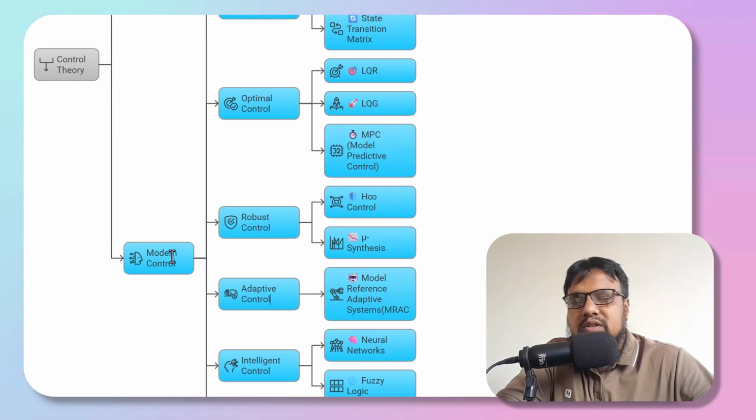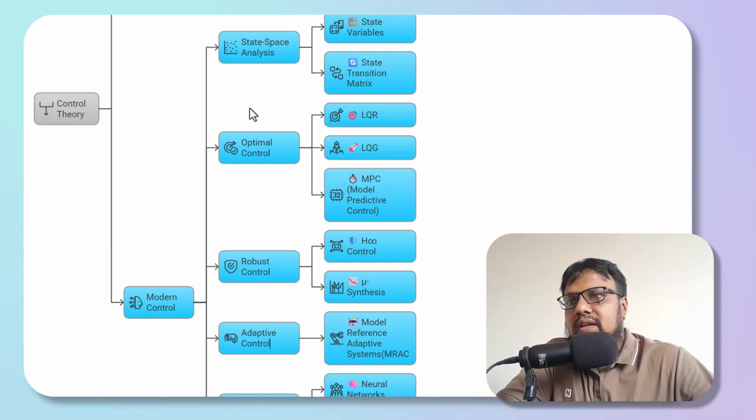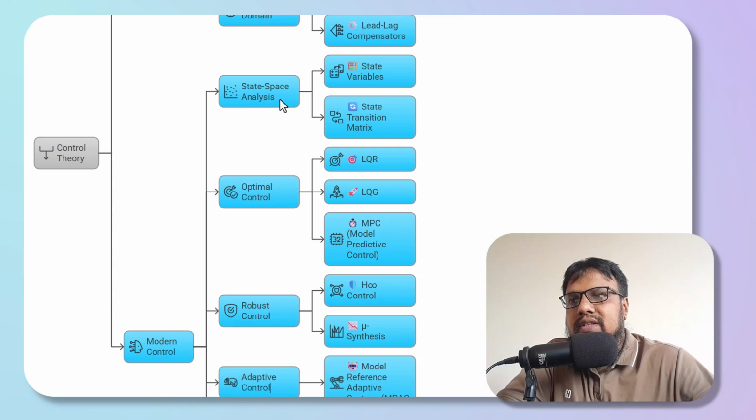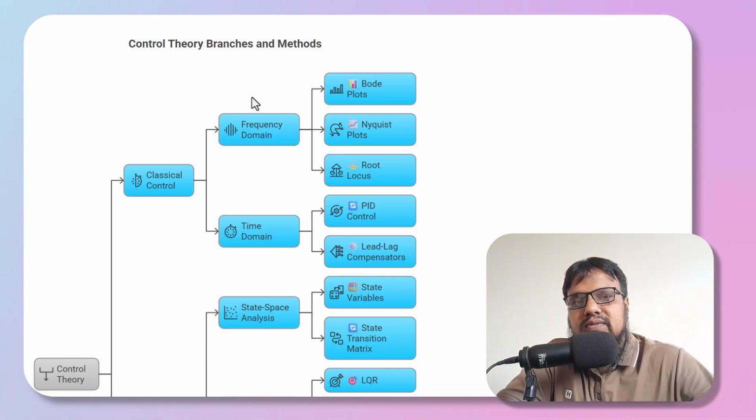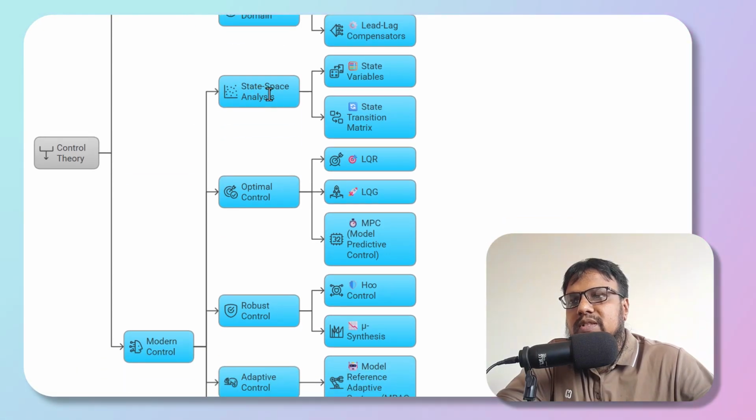Then we have modern control. The main thing about modern control is state space analysis. This is how we represent a system in modern control theory, whereas in classical control, you use transfer functions. In state space analysis, we have state variables and the state transition matrix.